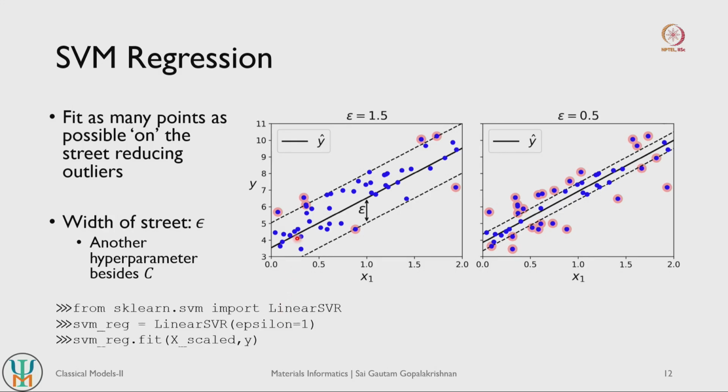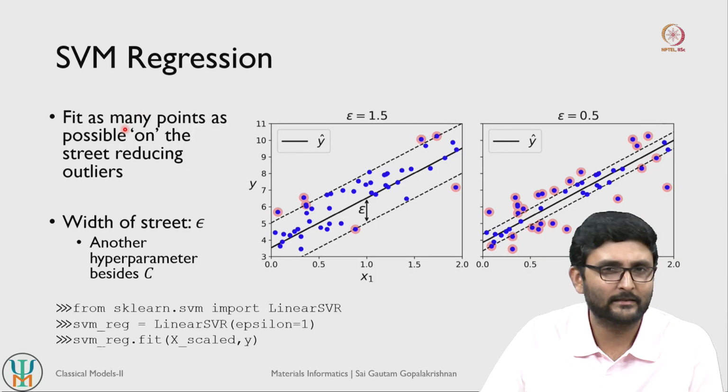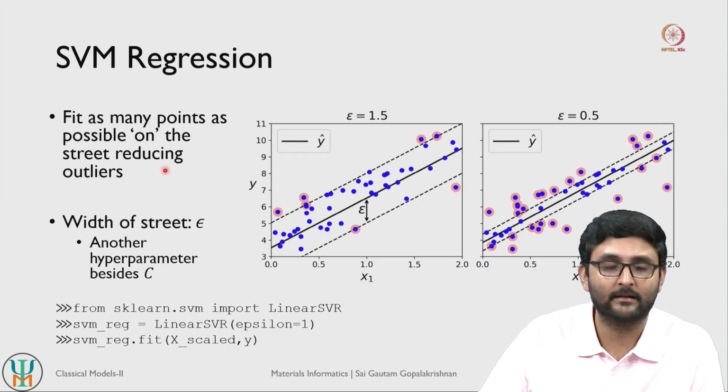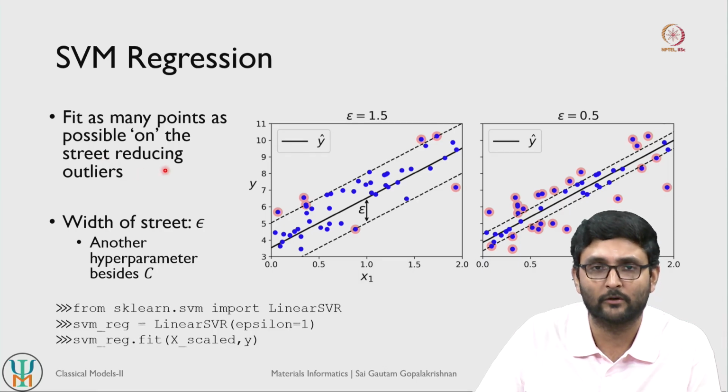So, that is on classification. So, how does support vector machine do regression, right. So, it works in a fairly similar way, the only difference being that in support vector machine regression you try to fit as many points as possible on the street, right, and you thus reduce outliers.